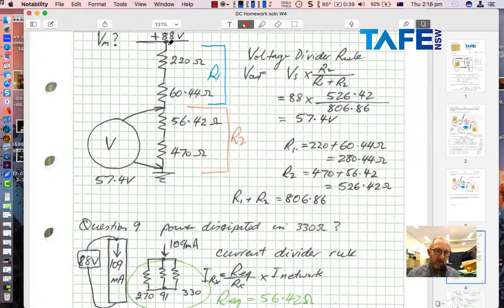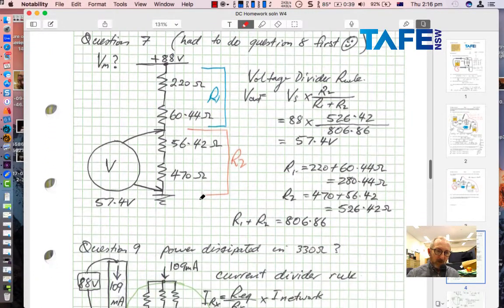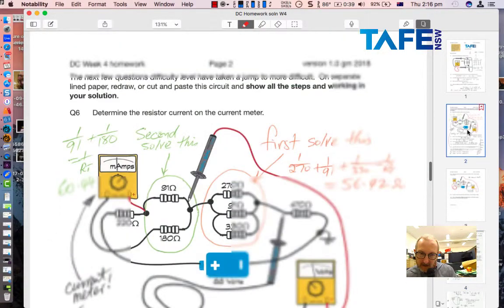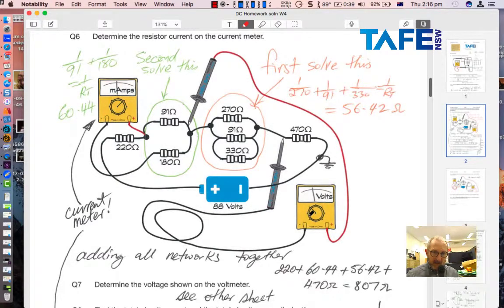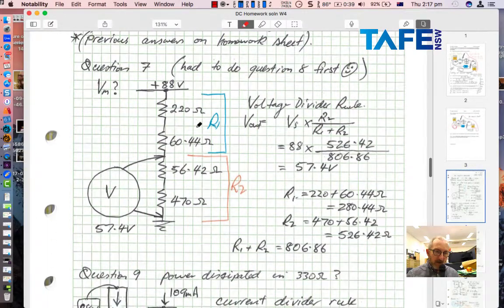Once I had the current flowing down through this chain of resistances, I could have just used V equals I times R, taken that 109 milliamps and multiplied it by 56.42 ohms. If you look back at that other page, I can just jump back to it here. Yeah, look, I went a bit funny here, and I thought that probe was on the ground, but it's actually across this last network, 56.42. So just a little bit different there in solving that. But nevertheless, we might need this voltage divider for another question later on.